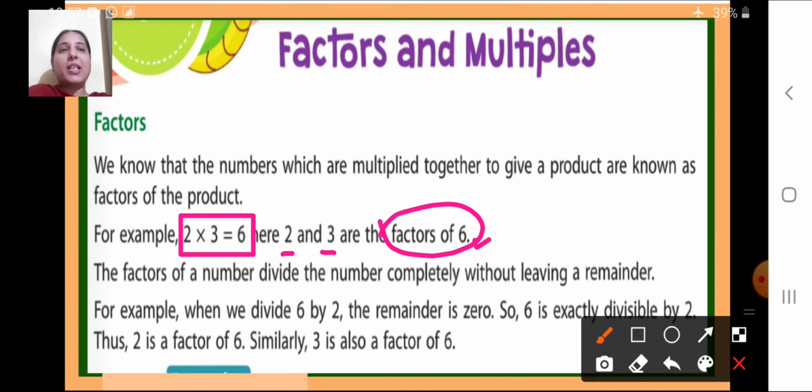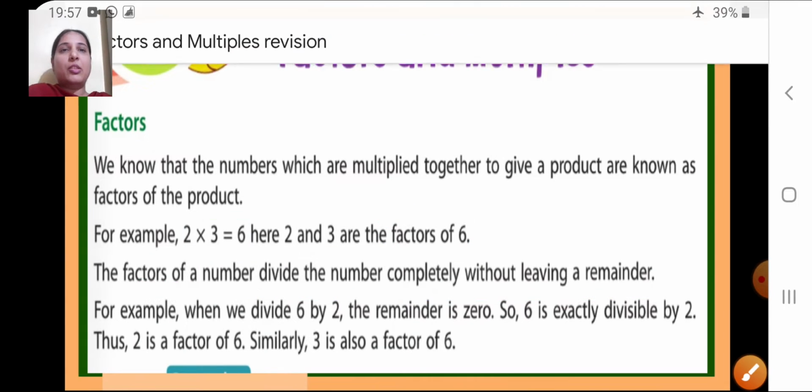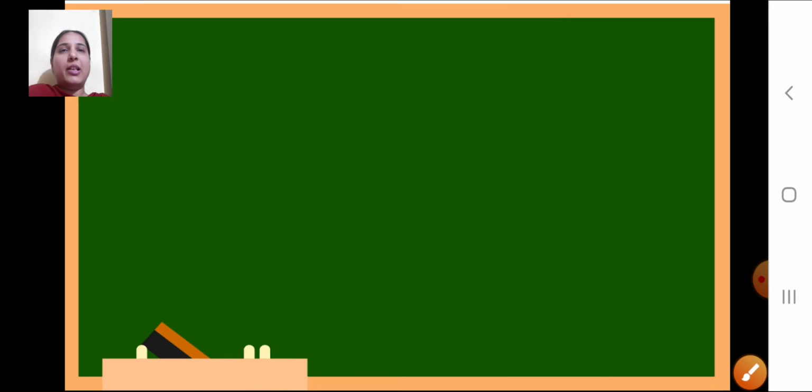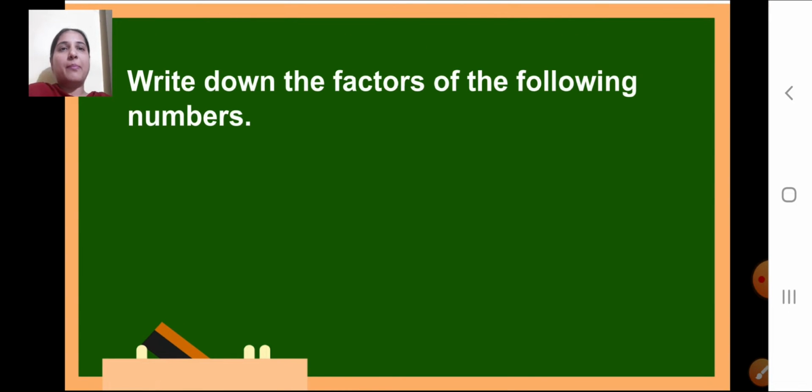If you divide 6 by 2, you will get 3, since 2 threes are 6. Or vice versa, if you divide 6 by 3, it is also completely divisible, since 3 twos are 6. So it shows that the factors of a number divide the number completely without leaving a remainder. So children, let's find out the factors for some numbers.